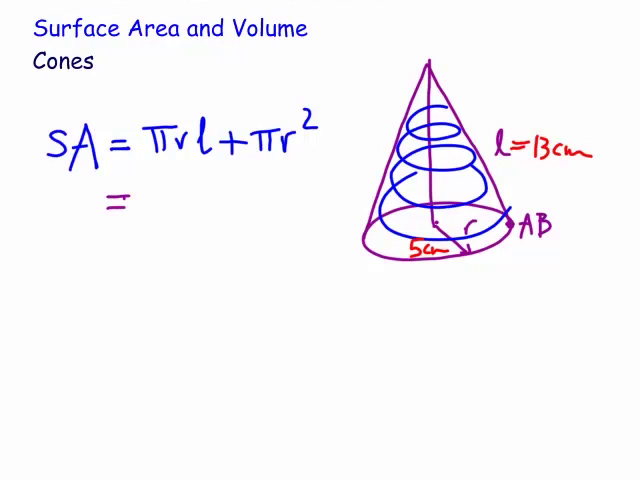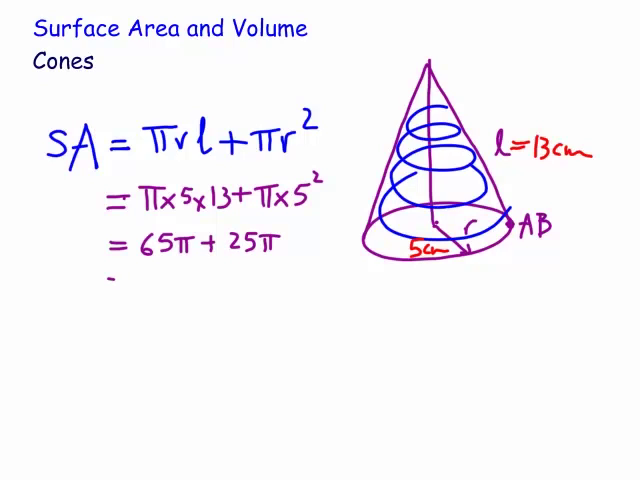Let's have a look. Pi. Now the radius is 5 and L is 13, so that's 5 times 13, which we know is 65 lots of pi. Now, plus, remember the area of the base, don't forget to add that on. Pi r squared, that's pi times 5 squared, which is 25 pi. And you can see here that's 90 pi centimeters squared, if they're centimeters.